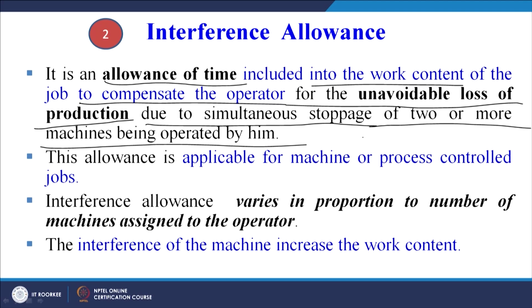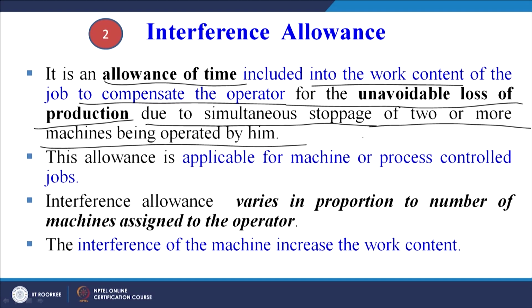Simultaneous stoppage of two or more machines operated by him. Now suppose a worker is operating two machines, and simultaneously the work is over on the two machines. He can attend to one machine only at a time, and in the meanwhile the second machine will be idle. So the interference allowance is given or added to the work content to account for this type of interference.